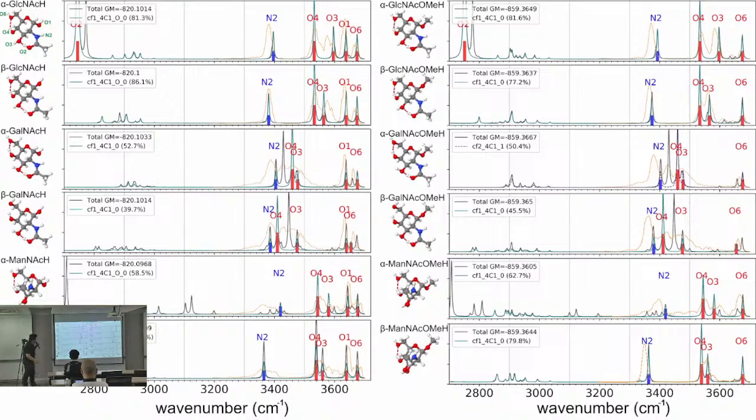Okay, so what you see here is the calculated global minima of each of these structures. Here I've only shown the glucose, galactose, and mannose, and their corresponding methylated structures. I will be talking about the methylated structures later. All in all, I have not only worked on the protonated and acetyl systems, but also their methylated forms.